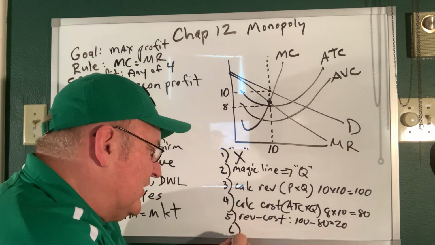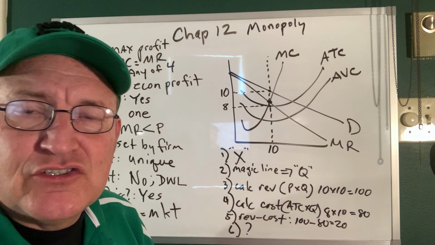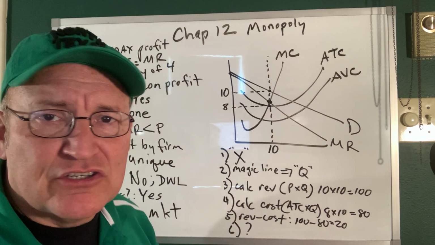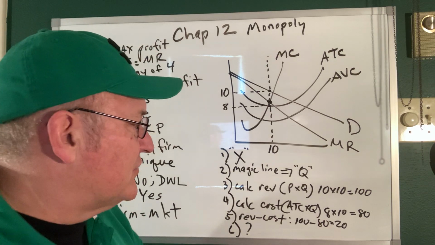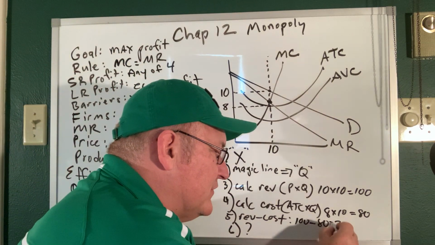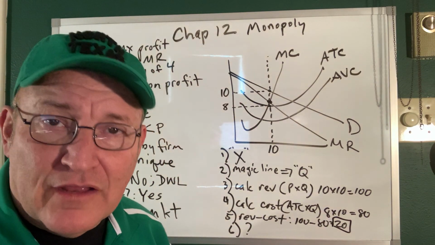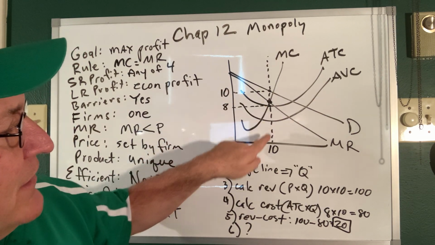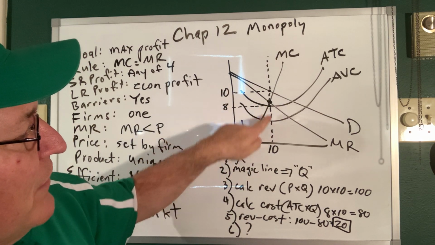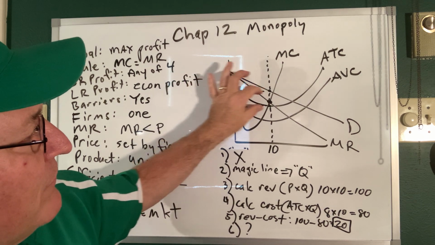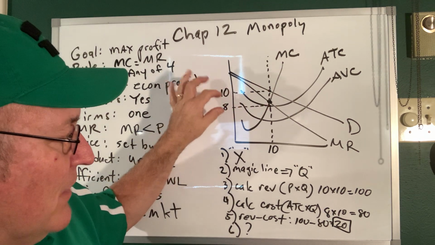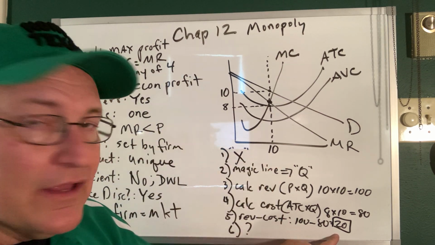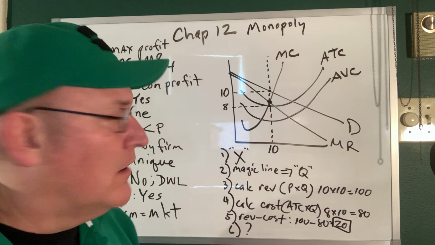And then step six is what's the condition? Is it economic profit? Is it zero economic profit? Is it loss? Is it shutdown? Here's the way to understand it. If this number, after you're done calculating, is positive, then it's a positive economic profit. In this case, you can see this big rectangle right here is our revenue. The smaller one right here is our cost. And what's left over right here is our profit. We can do the math: 10 minus 8 is 2, times 10 is 20. So we have positive economic profit.